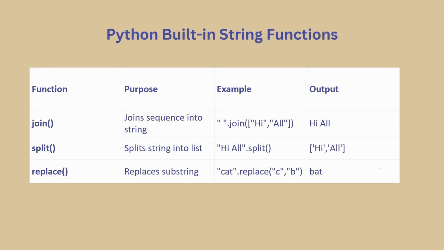Then we have Python built-in string functions. We have join, which joins a sequence into strings. So we have joins like hi all, and we get this output when we do join. Then we have split. We can split this hi all into different words like hi and all, and we can replace a substring also. Like in this cat we can replace C with B, so cat becomes bat.